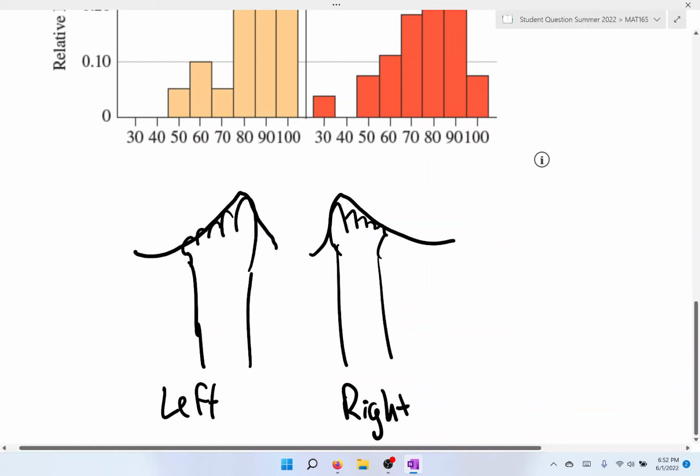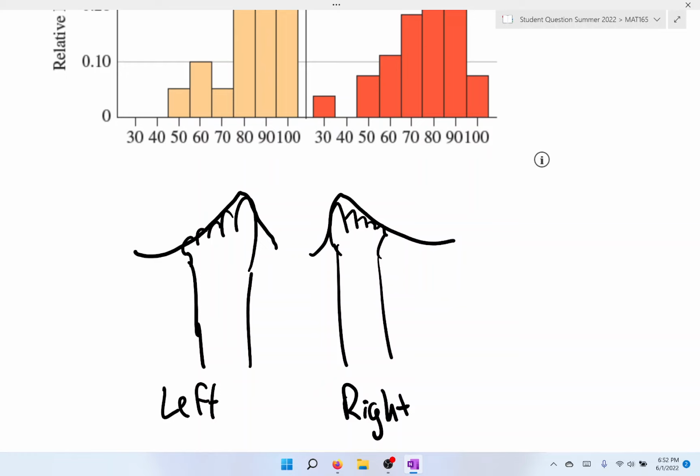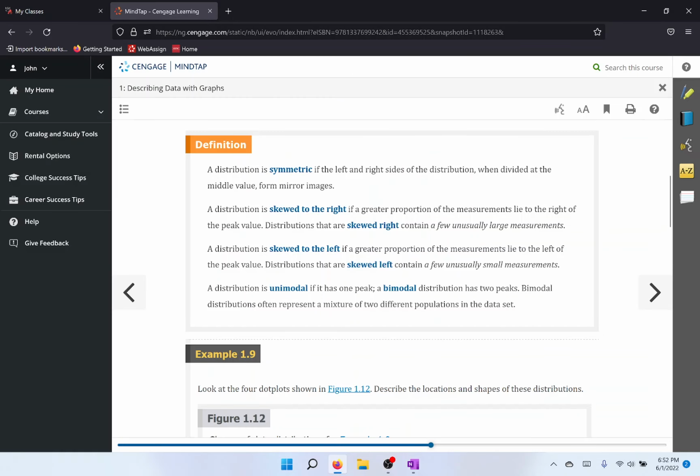And the definition basically says, and I'm going to, you know what? I'm going to pause the video. I'm going to look it up, and then we'll come back and look at it together. All right, I am back, and here is the definition in your book. So if we go down to the, it doesn't matter, skew right or skew left. I'm going to read the skew left one. A distribution is skewed to the left if a greater proportion of the measurements lie to the left of the peak value. Distributions that are skew left contain a few unusually small measurements, okay?